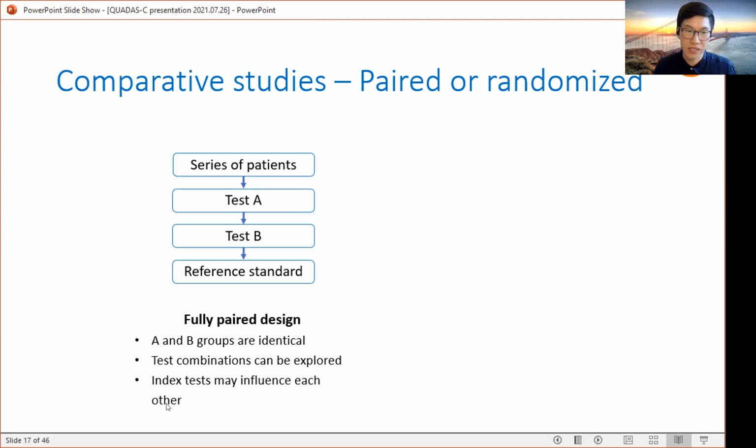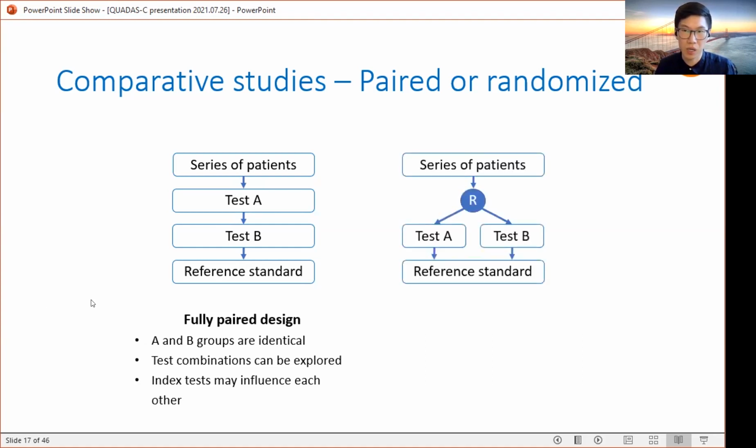A disadvantage of this design is, however, that tests can influence each other. For example, if both are blood tests and there's not enough blood sample left after a first index test, then test B can be disadvantaged. Now, if index tests are interfering or influencing each other, this study design is not so well suited.